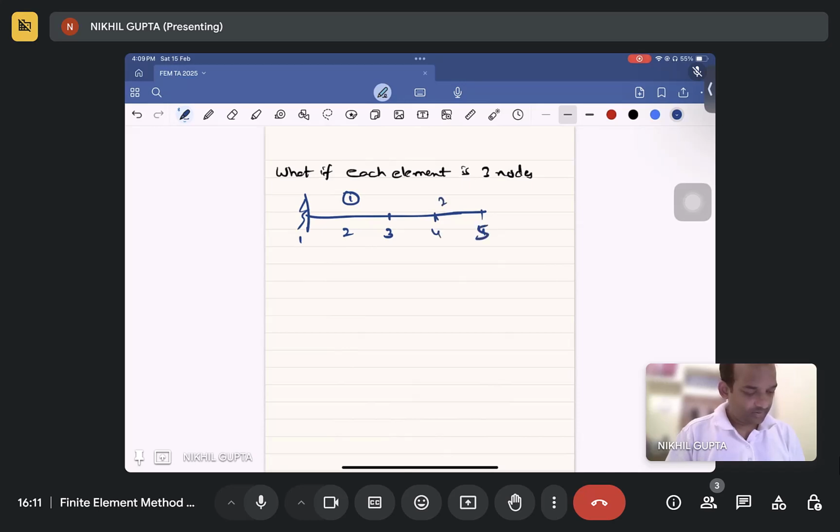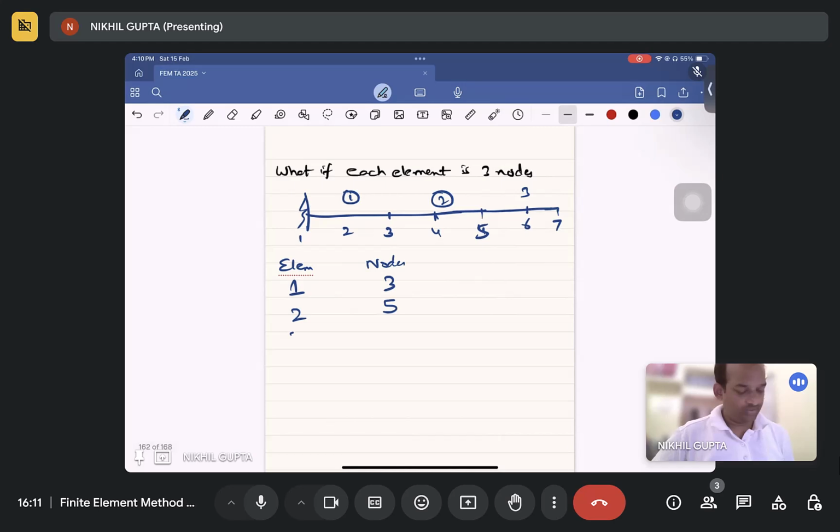Yeah. We need one, now two, three. A similar thing we will do. Let us see elements. We are having one element, so how many nodes are we having? We are having 3 nodes. Let us see, we are having 2 elements. How many nodes are we having? 5. Similarly, if we increase this to 3, we'll have 6, 7. So for 3 elements we have 7 nodes.